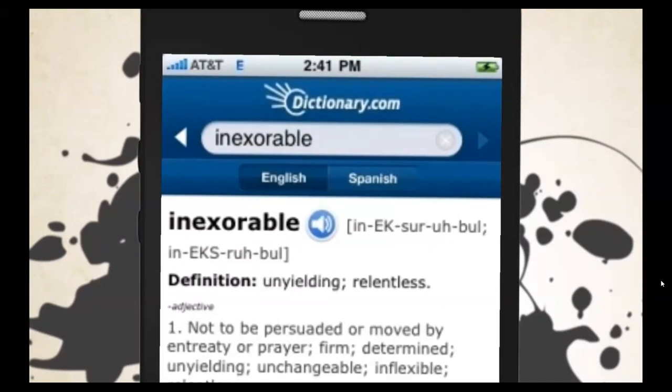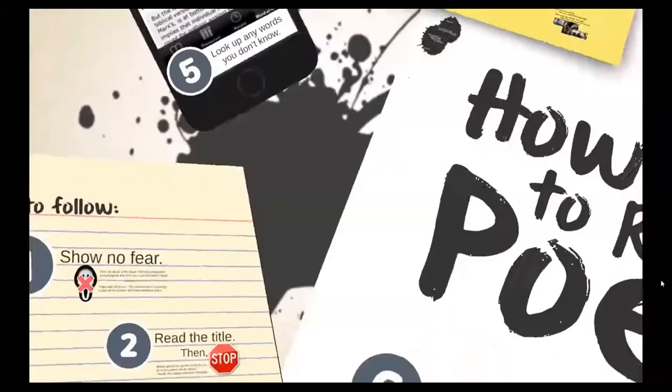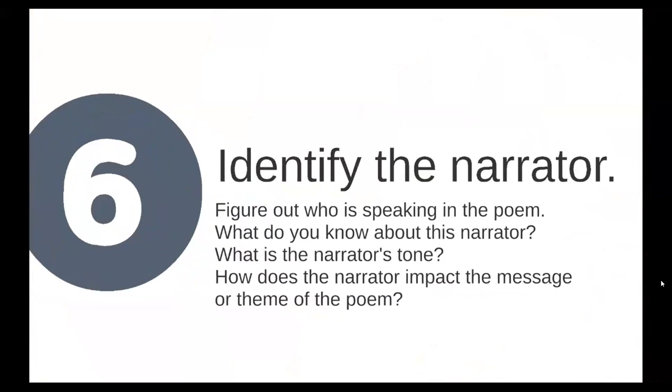Their words matter a lot. So if there's a word you don't know, you might be missing a whole bunch of meaning from that. So make sure that you have your definitions down and you know what the words actually mean.